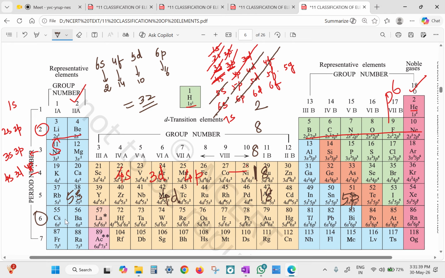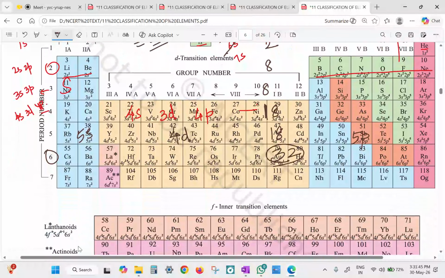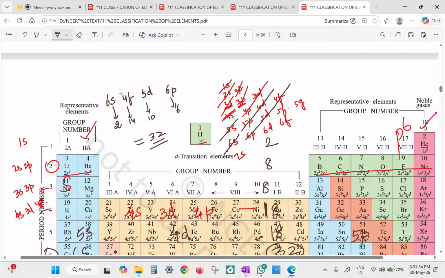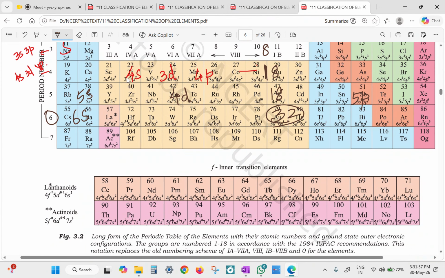So the 6th period will have 32 elements. But where are they? Let us see. The 6s. After 6s, what gets filled? 4f. Where is this 4f? See, look at it. After the 56th element we are going to the 57th element, and after the 57th you see the 58th element. From here, 14 electrons will go. I told you, after 6s comes 4f, after 4f comes 5d, after 5d comes 6p.